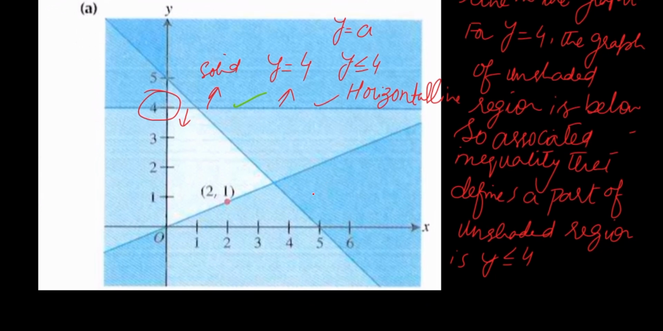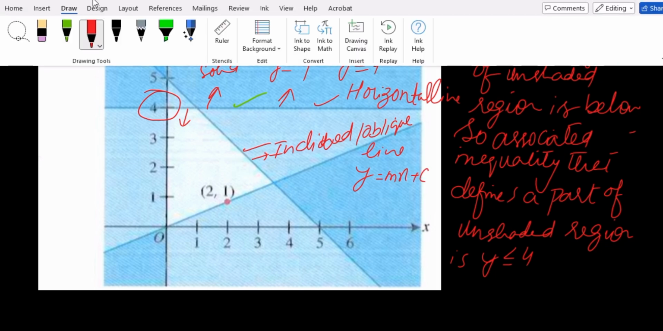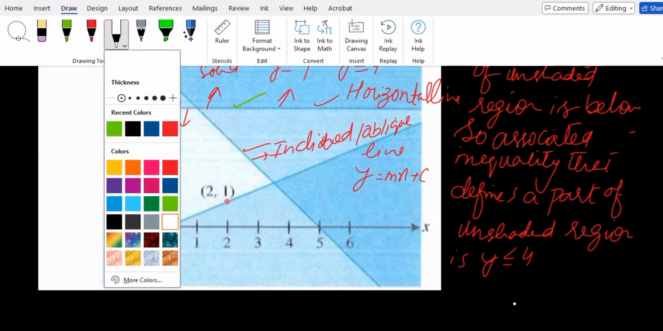For example, the next one. As this is neither a horizontal nor a vertical line, this is an inclined or oblique line. Always remember that an oblique or inclined line is always of the form y is equal to mx plus c, which consists of both variables x and y. So I will share here a very easy method to write the equation of this line.